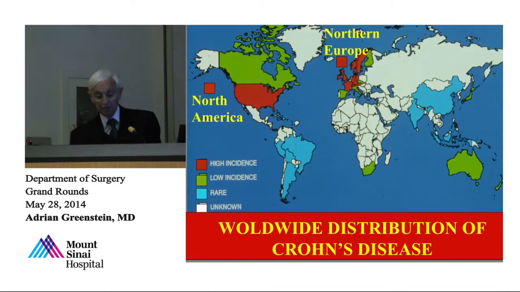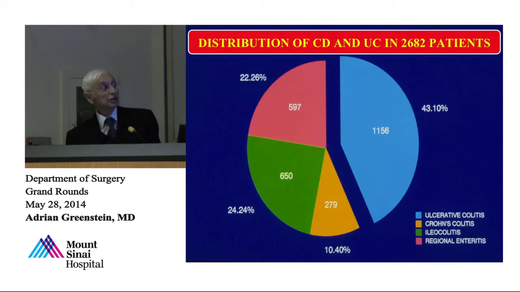This shows the worldwide distribution of Crohn's disease, which is most common in Europe and in America, and this is the incidence in our patients. As you see, 43% of our patients were ulcerative colitis in a large collected series of 2682 patients, which I collected over the years, and 24% were ileocolitis, 10% Crohn's colitis without any small bowel disease, and 22%. If you look at the actual incidence in granulomatous colitis, there's actually a 16% incidence of pure Crohn's colitis.